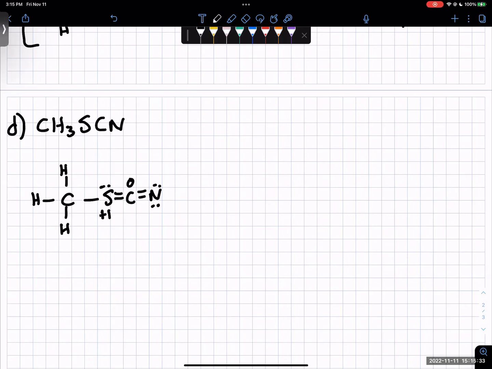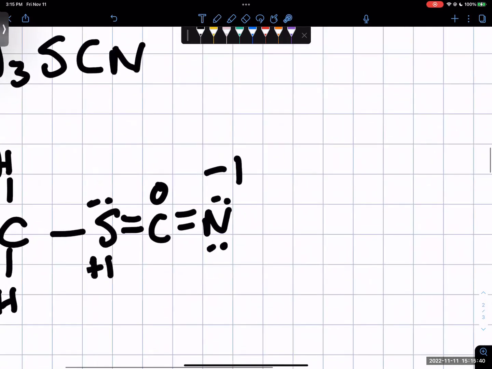And nitrogen. -1, right? Because nitrogen likes to have 5 electrons. In this case, it has 1, 2, 3, 4. And it has half of each of these bonds, right? Because there's 2 in each bond, so 5 and 6. It'd be 5 minus 6 is -1.